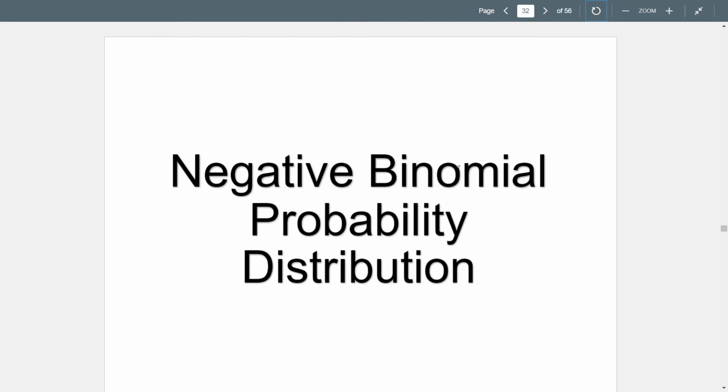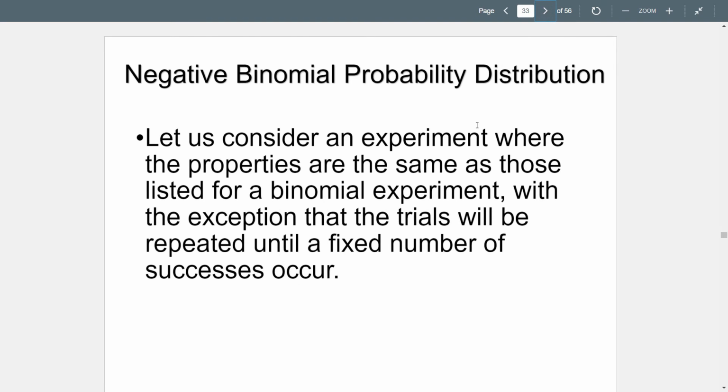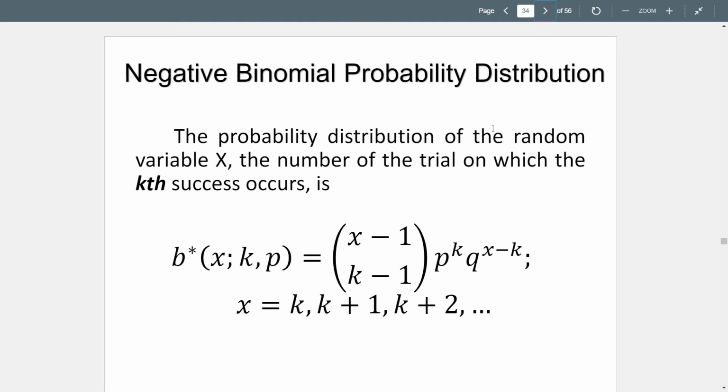Negative binomial probability. Let's consider an experiment where the properties are the same as those listed for a binomial experiment, with the exception that the trials will be repeated until a fixed number of successes occur. This will be similar to the formula for binomial: x minus 1 C k minus 1, times the probability of success and the probability of failure.